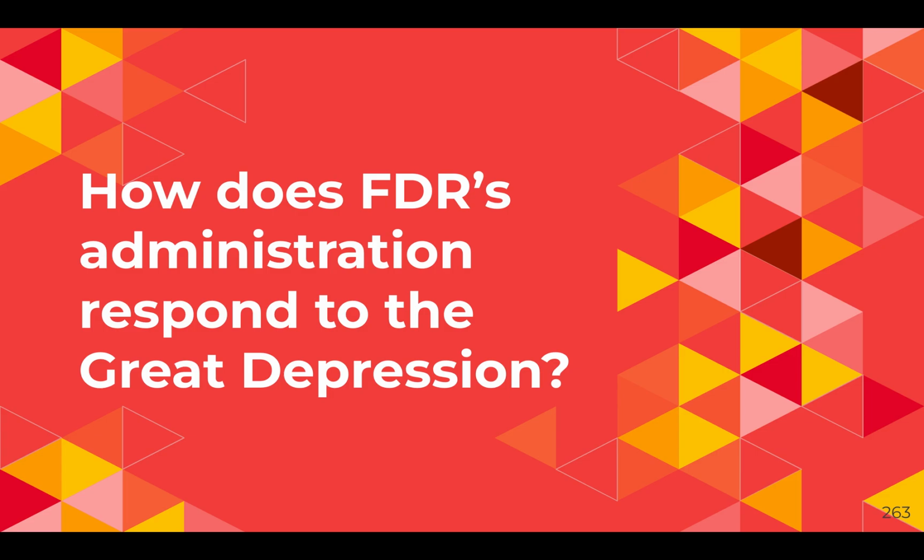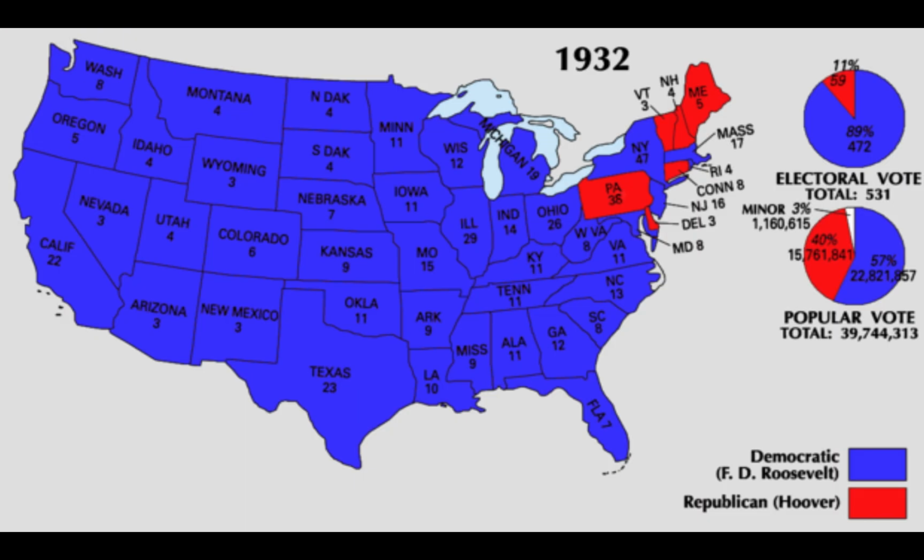And the key question we want to ask here is, how does FDR's administration respond to the Great Depression, and how is that different from Hoover's response? So he was elected by what very much looks like a landslide. Of course, the popular vote was a little closer, but still, he had a clear mandate.